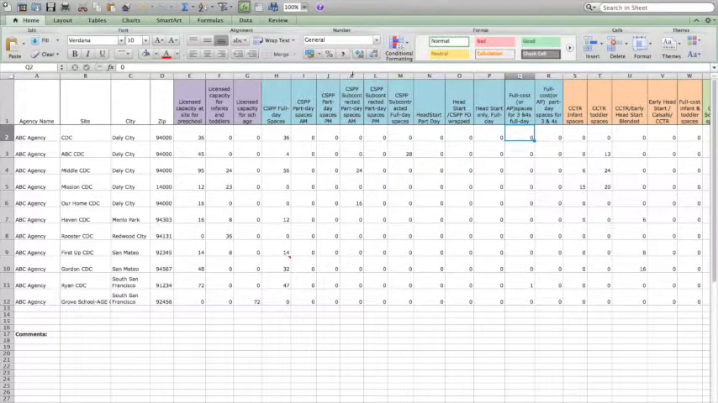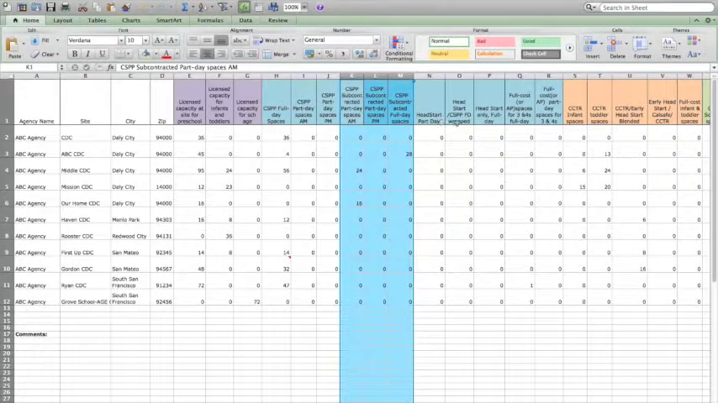Your county may not have that happening, so it may not pertain to you, but that's where one agency is subcontracting some of their spaces to another site, and you want to know where those subcontracted sites are. Then you can identify them that way. And then it asks about Head Start Part Day, so that's Head Start funding only.